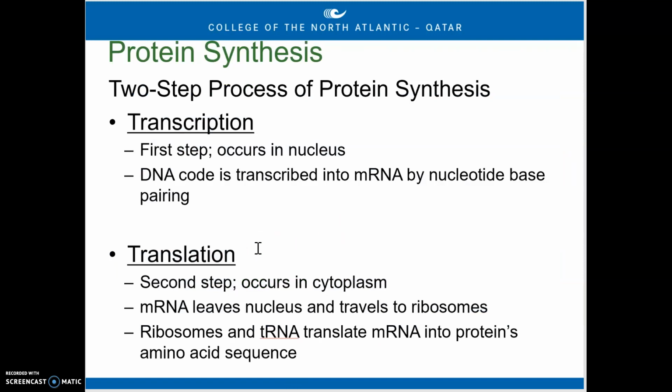So, just to recap, transcription is the first step. It happens in the nucleus, and that's where the code that's written on the DNA is transcribed onto a new molecule of mRNA, and then the mRNA leaves the nucleus. The next major step is translation. So this is going to happen in the cytoplasm on a ribosome.